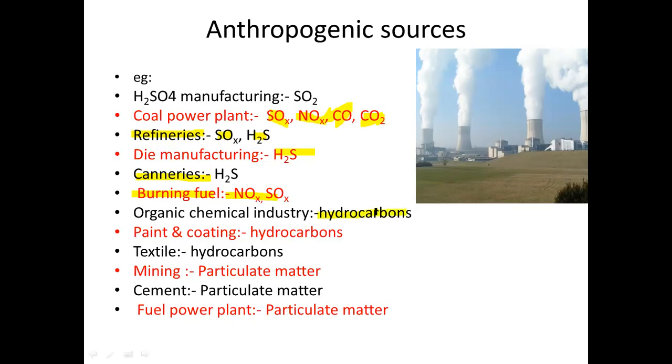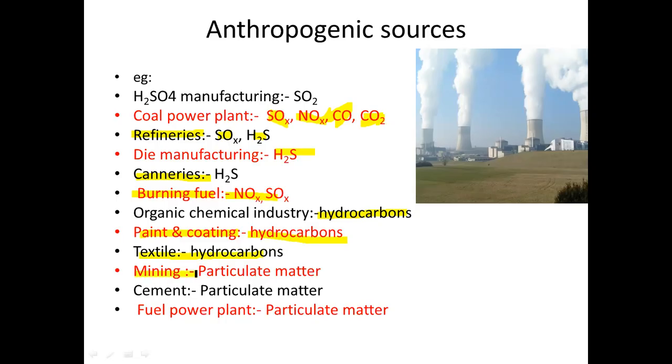There are many organic chemical industries. Then in the paint and coating industry, hydrocarbons are emitted. Then the textile industry also emits hydrocarbons, and in those factories they need steam and hot water for washing clothes and other purposes. So they also have to run separate boilers for that, and then they have to use fuel. Again they emit CO, CO2, NOx and SOx.